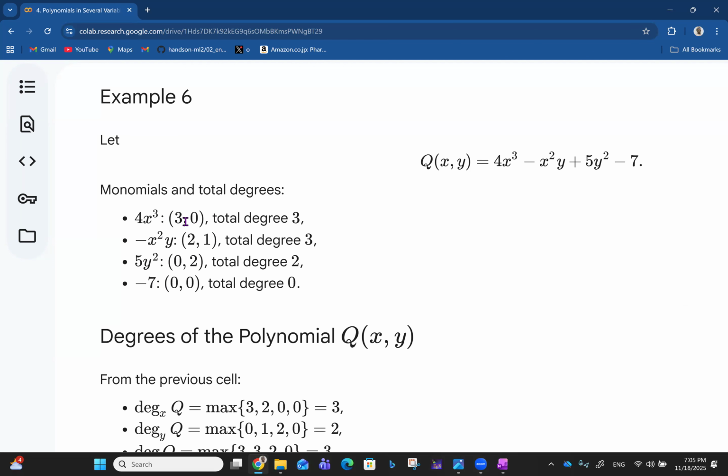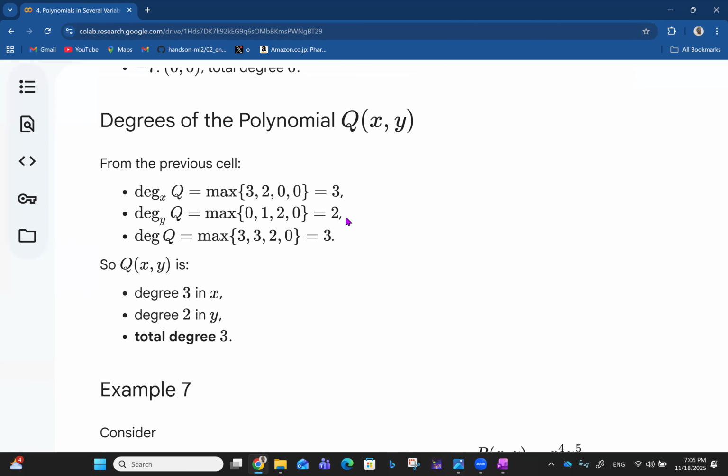So the total degree here is 3 plus 0, which is 3. The total degree here is 2 plus 1, that's 3. Total degree here is 2, and total degree here is 0. Okay? So those are the monomials and their total degrees. It means that the overall degree of this polynomial is simply 3, because that is the biggest of all the total degrees. So in terms of x, it's a polynomial of degree 3, and in terms of y, it's a polynomial of degree 2. But in terms of total degree, it's a polynomial of degree 3.